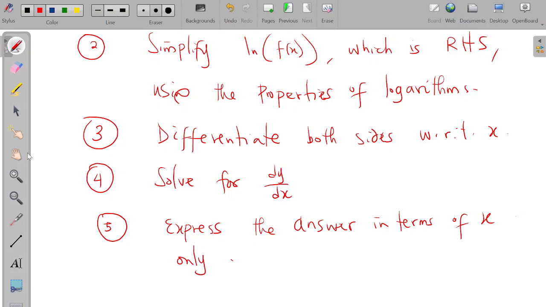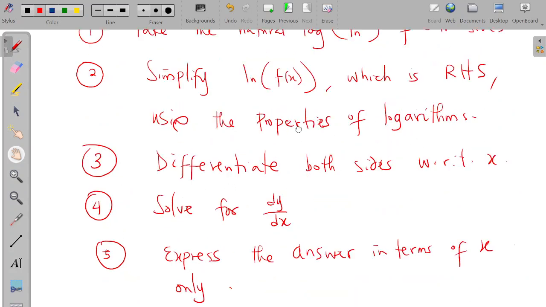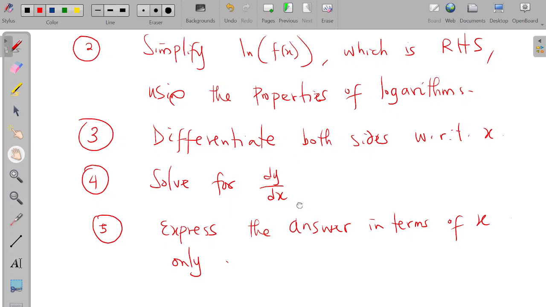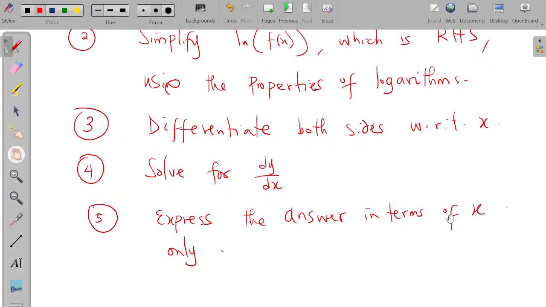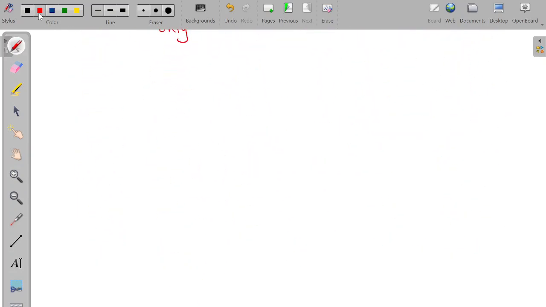So those are the steps you need to take. Number 1, take the natural logarithm ln of both sides. Simplify the right hand side using the properties of logarithms. Differentiate both sides with respect to x. Then solve for dy over dx, and express the answer in terms of x. We are going to take an example for you to understand what we're doing. We take a simple example first, then we do a slightly more complicated one.